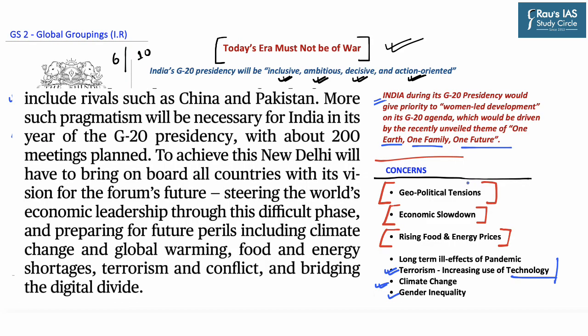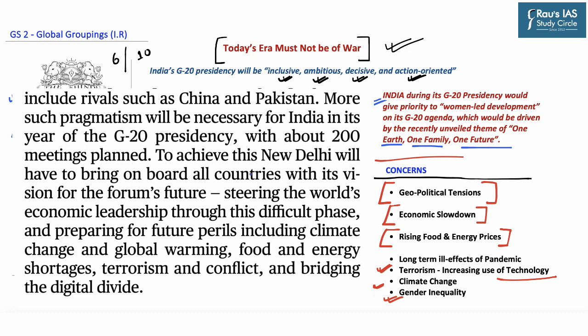So as India moves into the presidency of G20 in December and later the presidency of SCO, various geopolitical and other concerns need to be addressed, including geopolitical tensions, economic slowdown, rising food and energy prices, long-term effects of the pandemic, terrorism, including use of technology, issues of climate change, gender inequality and also other challenges pertaining to cyber security. India needs to be pragmatic in its approach and needs to onboard members of G20 and also the Shanghai Cooperation Organization.